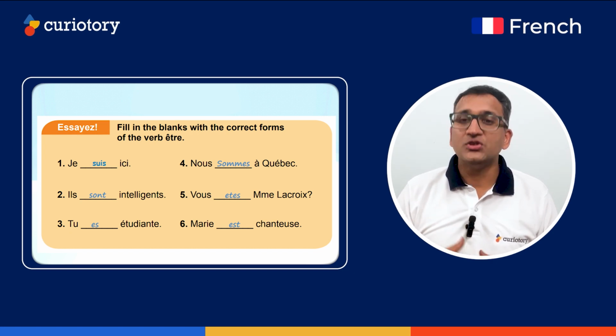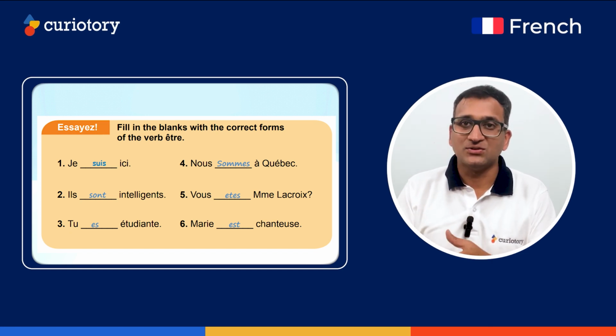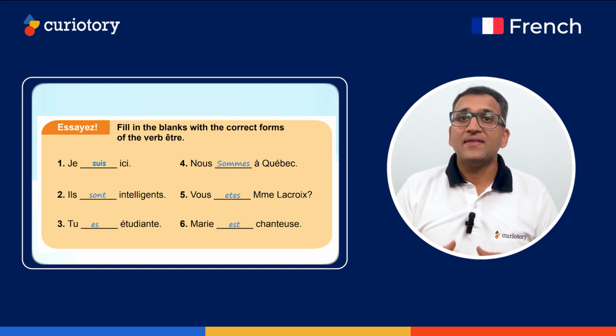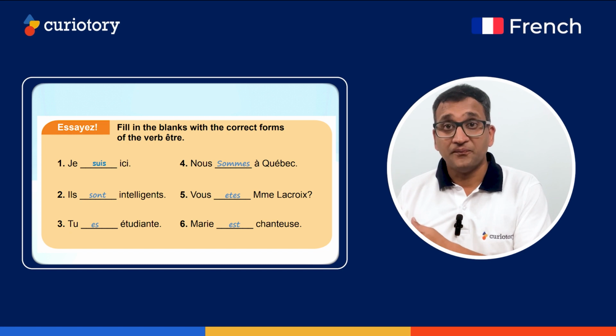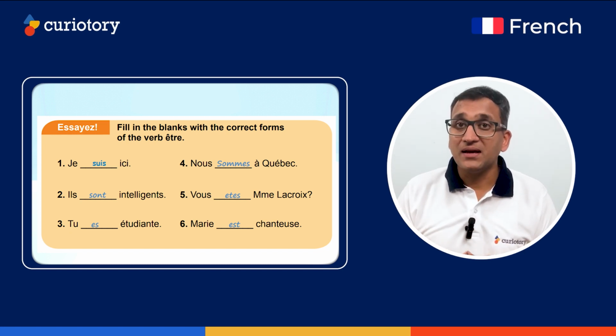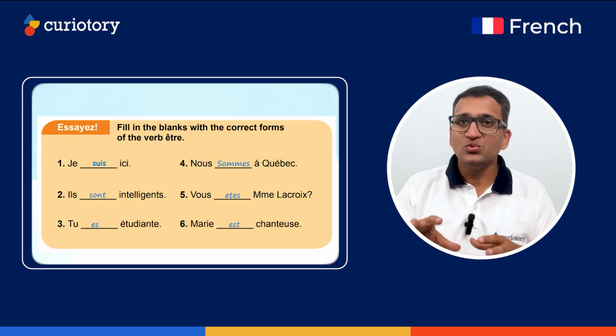Similarly, "tu es étudiante." You are a student. Tu es étudiante. You are a student. If you need to say you are a student, informal version, tu es étudiant. Then we, and there is a blank, and then it's Québec. Québec is a province in Canada. You know that. It's a French-speaking province. So we are in Québec. So nous, what will be the word? "Nous sommes à Québec."